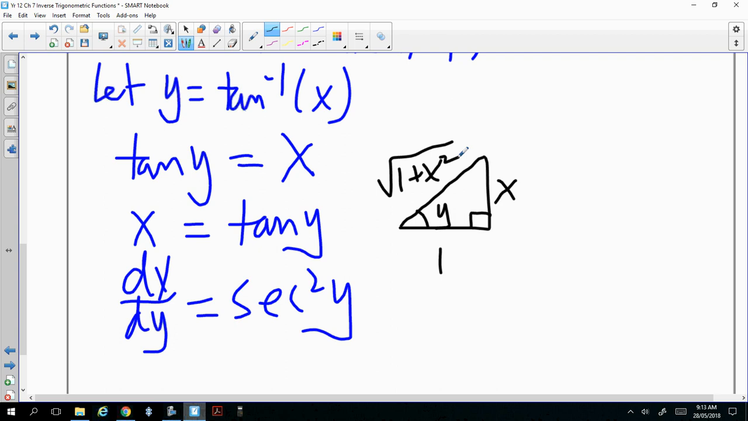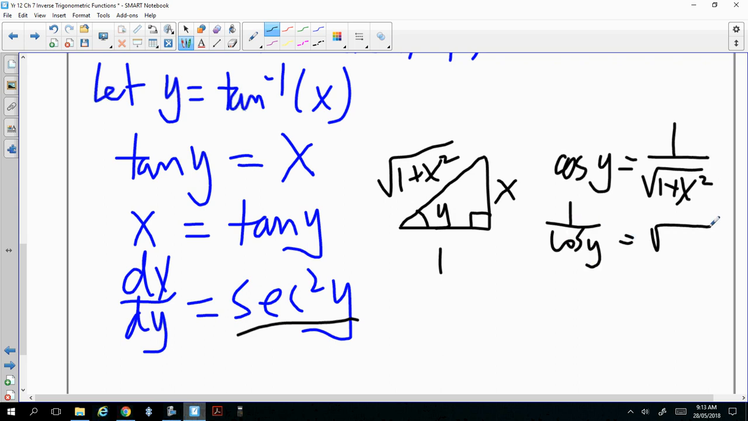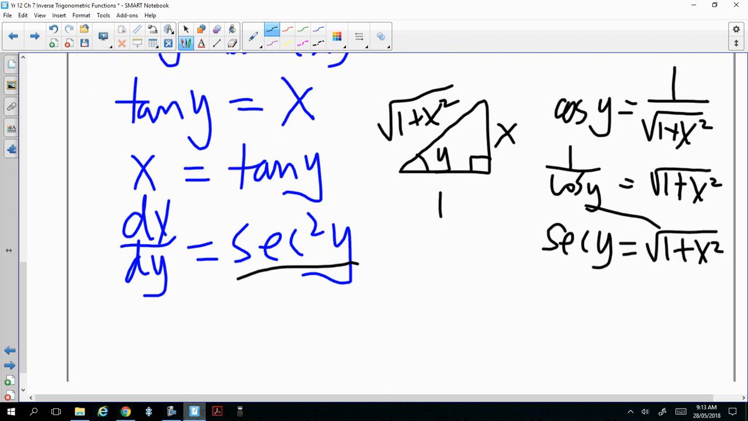So cos y equal to adjacent over hypotenuse, and therefore 1 over cos y equal to this. So you reciprocal both sides. And then what's 1 over cos y? It is sec y, isn't it? So sec y equal to square root of 1 plus x squared, which you will substitute in here. So you can write that as square root of 1 plus x squared, squared, which is equal to 1 plus x squared.